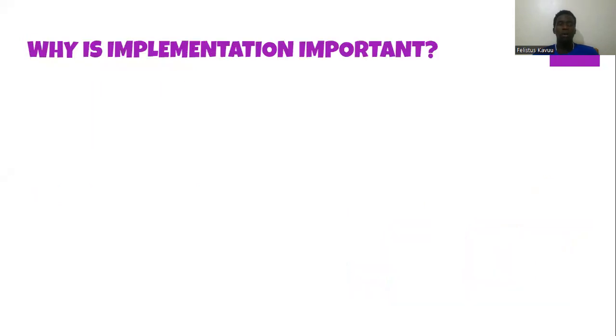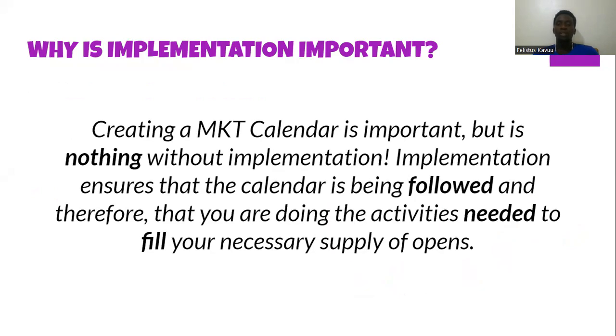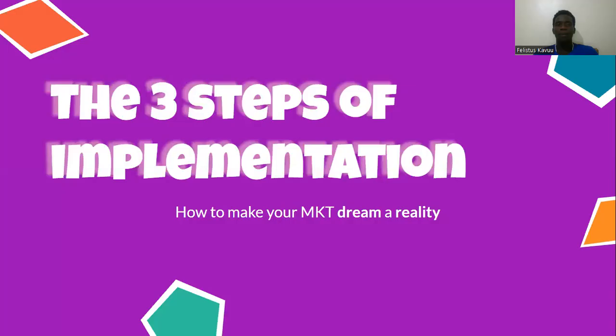Let's go. Why is implementation of the marketing calendar important? Creating a marketing calendar is important, but it's nothing without implementation. Implementation ensures that the calendar is being followed and therefore that you are doing the activities needed. So if you design your content calendar and you don't implement it, that's nothing. It's frustrating. That means you did something which is not remarkable, not usable. It's like you never had such a calendar.